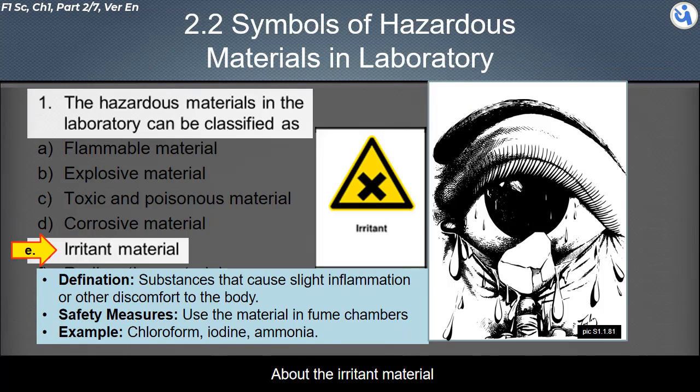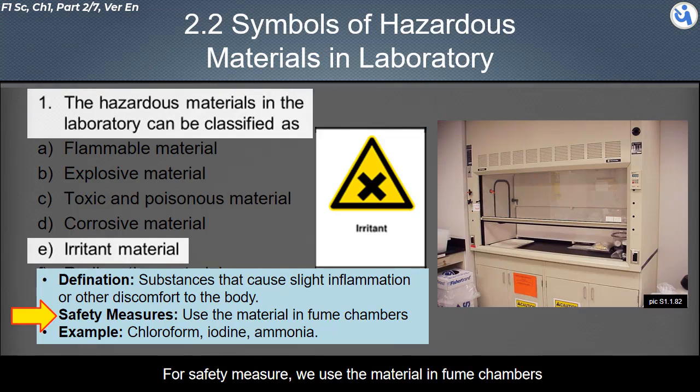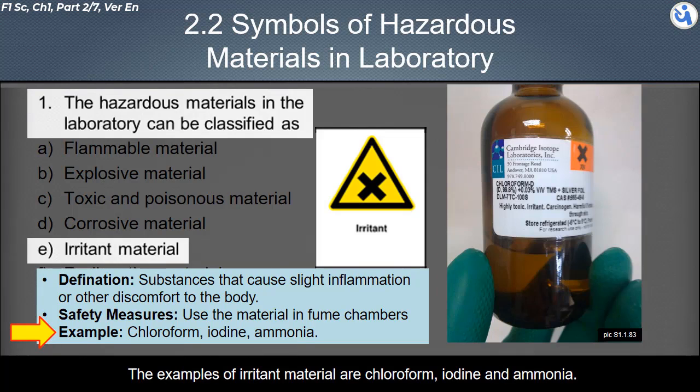About the irritant material. Irritant materials are substances that cause slight inflammation or other discomfort to the body. For safety measures, we use the material in fume chambers, as their vapor or fumes can hurt the eyes, nose, and throat. The examples of irritant material are chloroform, iodine, and ammonia.